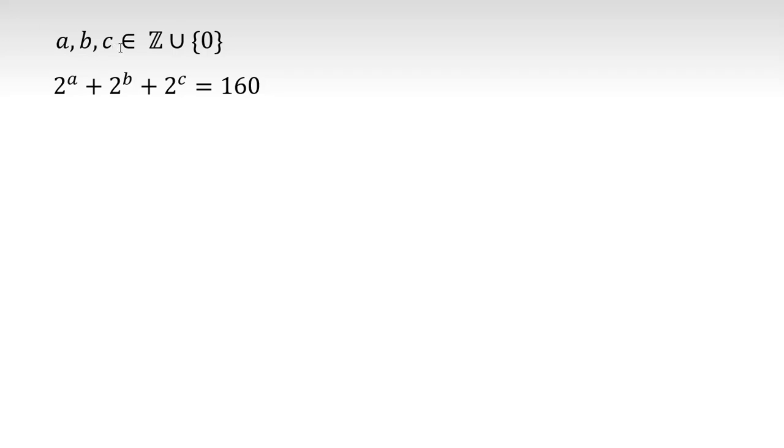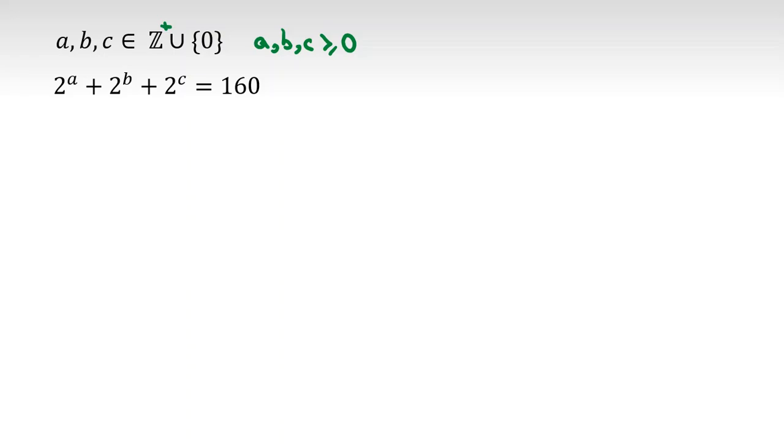A, B, C belong to integers union 0. Let me correct this: positive integers union 0, because 0 is an integer. It means that A, B, C are non-negative integers. We could say that A, B, C are greater than or equal to 0 and they are integers, and 2 to the A plus 2 to the B plus 2 to the C equals 160. Now we want to find A, B, and C.